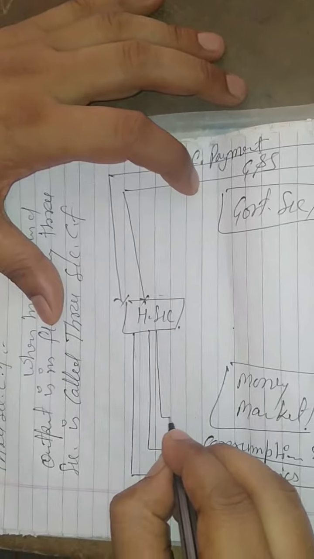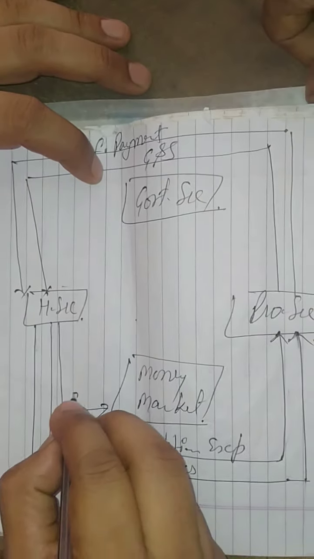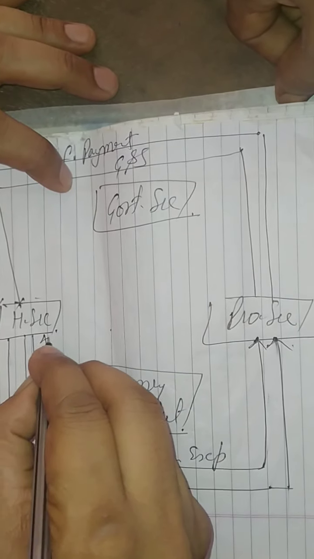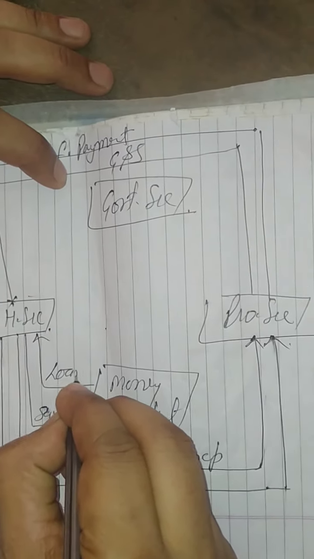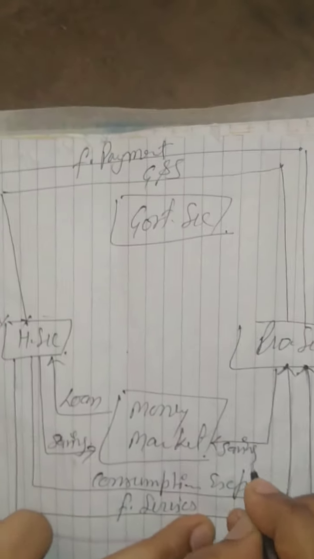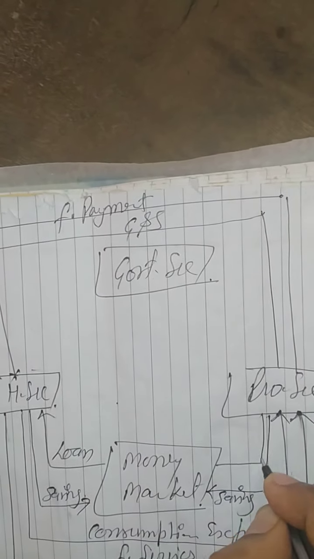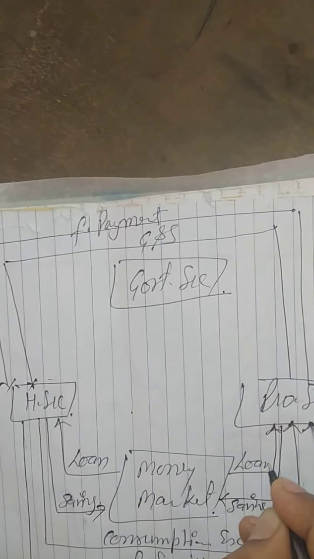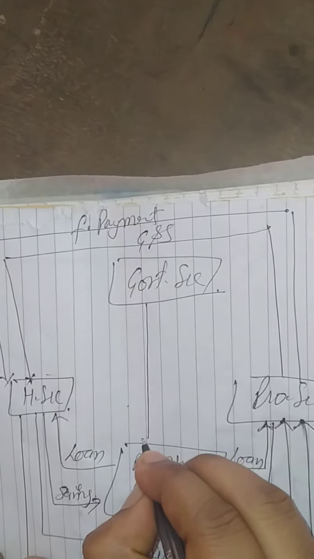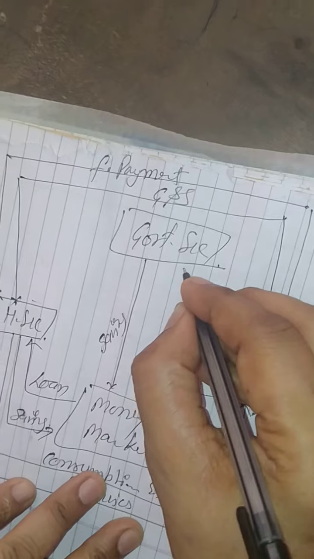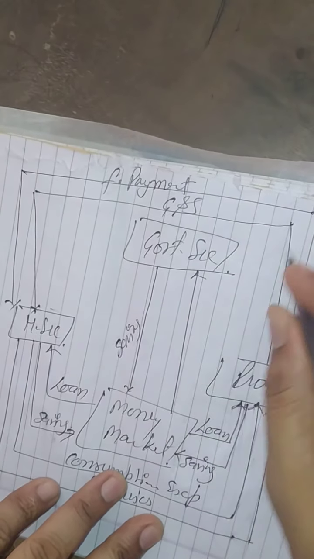The household sector saves some amount and deposits it in the money market. The household sector receives some loan from the money market. The production sector saves some amount and deposits it in the money market. The production sector receives some loan from the money market. The government deposits some amount in the money market. The government also receives some loan from the money market.